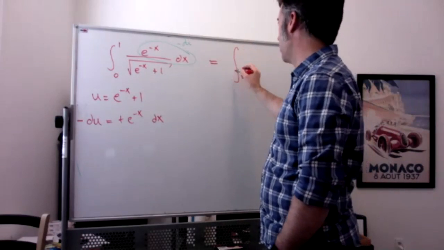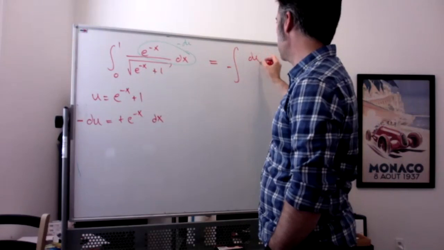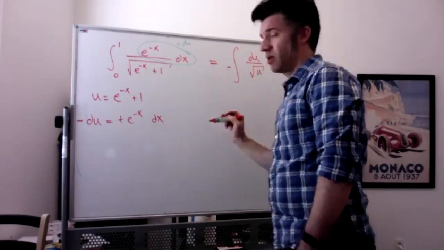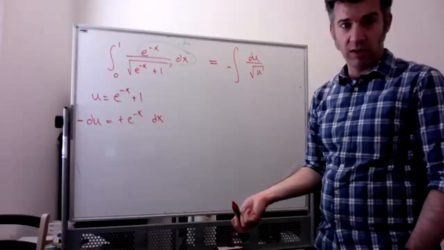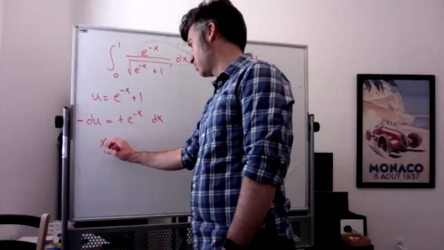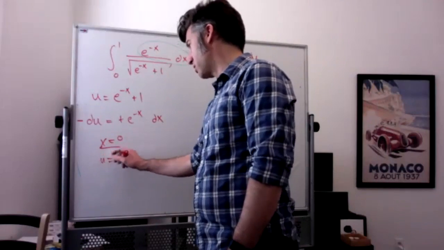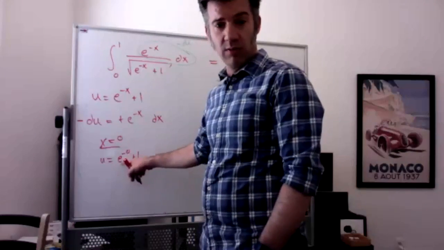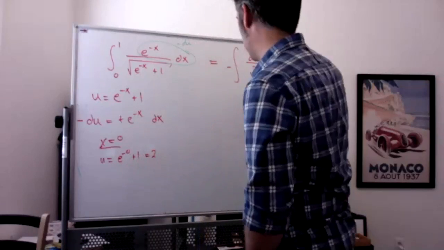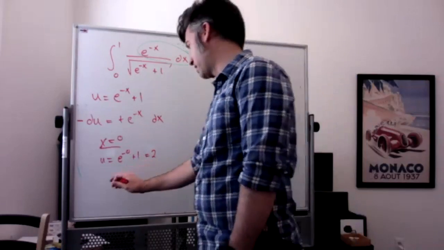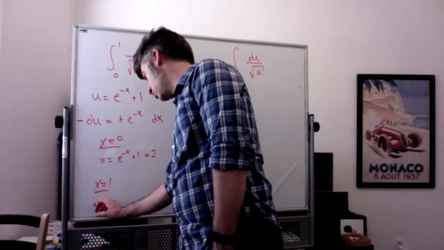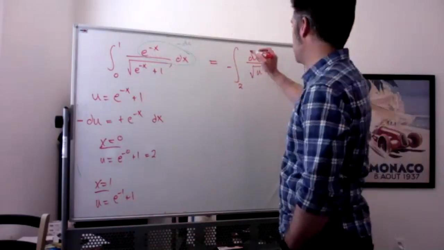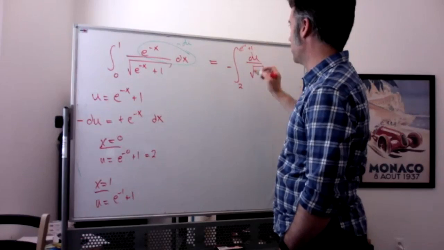Okay, so this is going to be the integral of negative du over the square root of u. And I think we should change our limits of integration. If x is equal to 0, u is going to equal e to the negative 0 plus 1. E to the 0 is 1, 1 plus 1 is 2. Great, so my lower limit's 2. And if x equals 1, u is going to equal e to the negative 1 plus 1, and there's not anything else you can do with that.